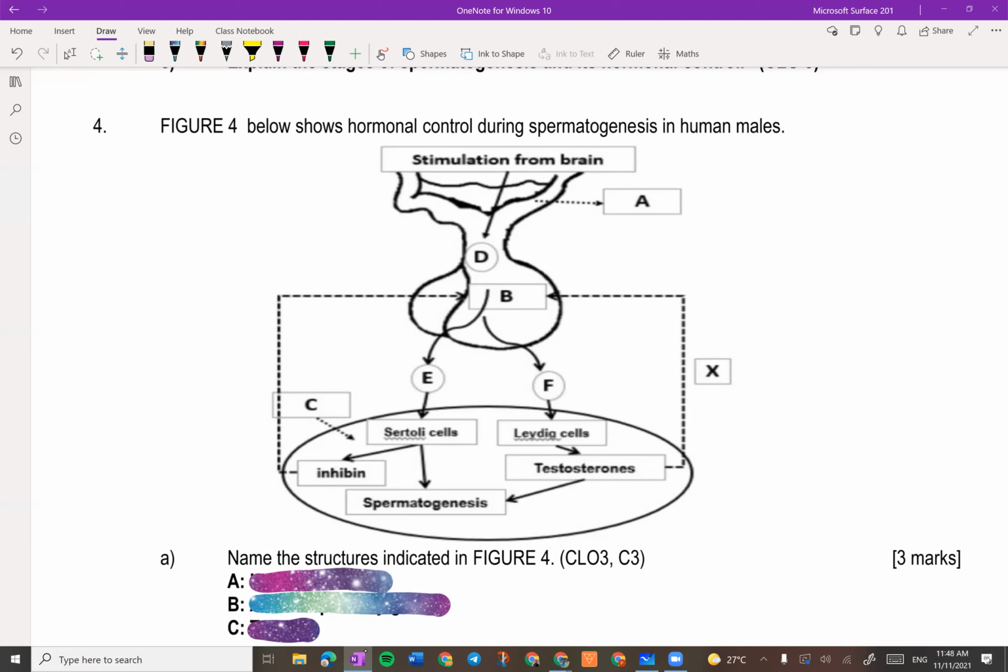Hypothalamus, right. What would you think B is? A bit long. Anterior pituitary. Sure, not posterior, because we are looking at spermatogenesis, right? So anterior pituitary. C?